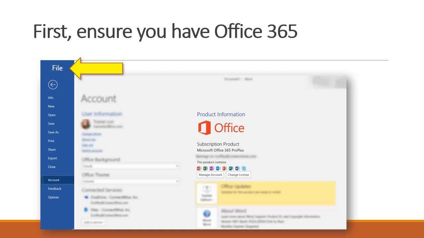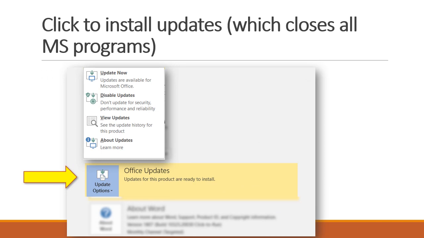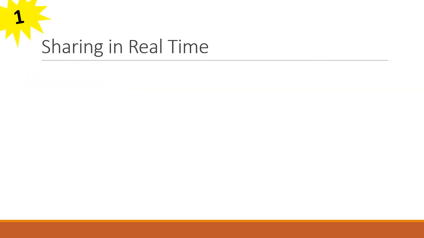You can go to File, Account, and you'll see if it says Microsoft Office 365. It may or may not say something after it. Also, it's a good idea to click to install your updates, which will close all your Microsoft programs at that moment. Number 1, sharing in real time.